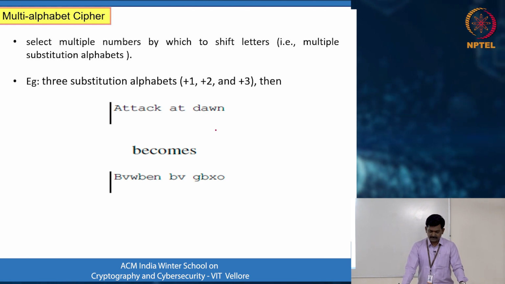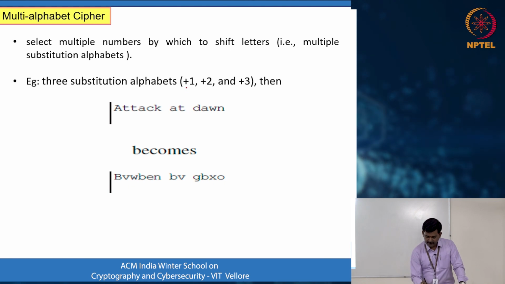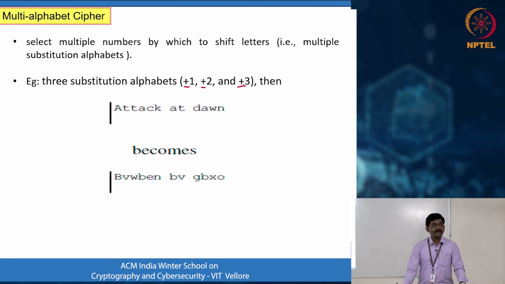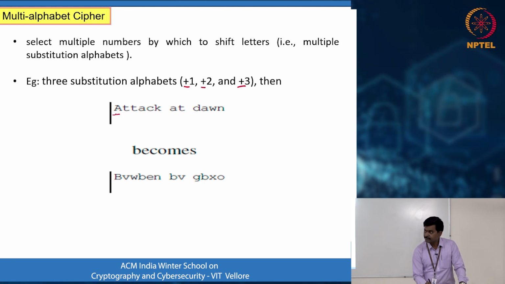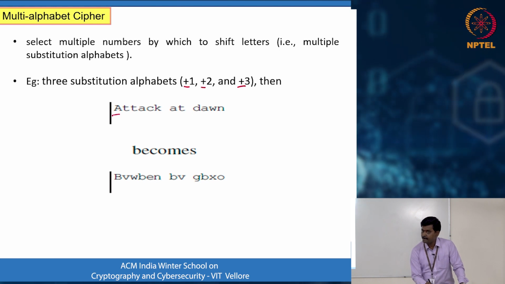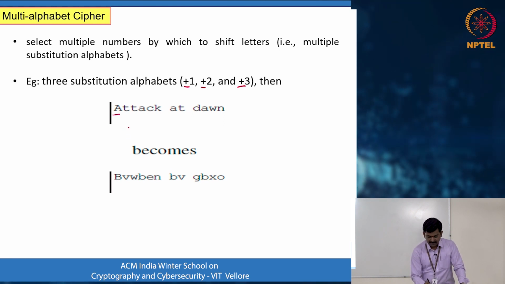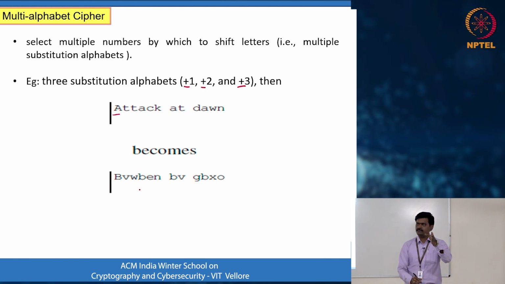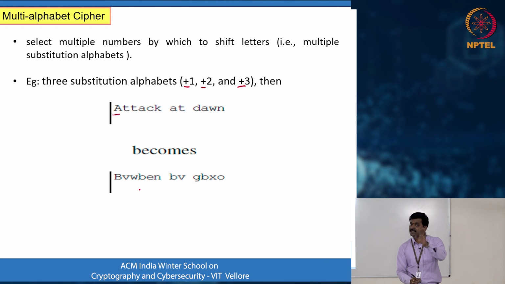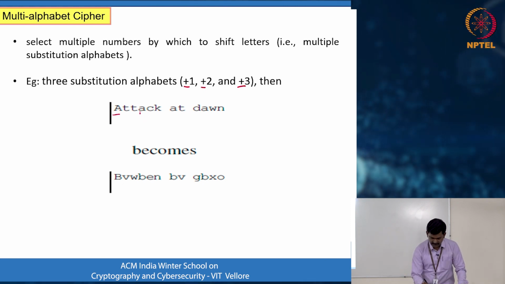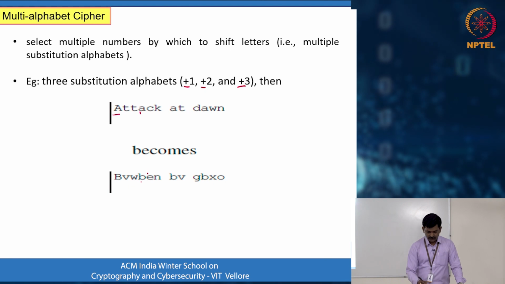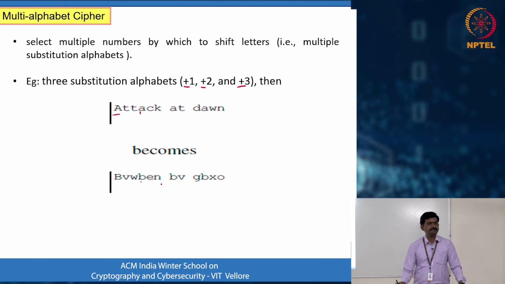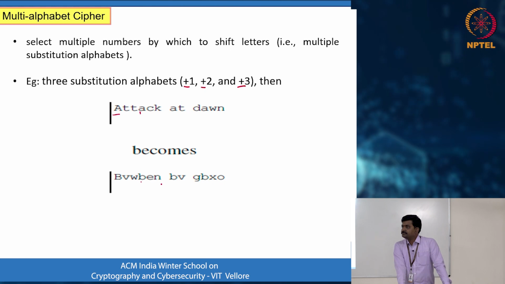What it says? Select multiple numbers. So, take an example. I am picking multiple numbers of shift. Shift by 1, shift by 2, shift by 3. That means I take my plain text. First alphabet is shifted by 1, second alphabet is shifted by 2, third alphabet is shifted by 3. Shift 1, shift 2, shift 3 is over. My cycle is complete. So, for the next alphabet, again shift by 1, shift by 2, shift by 3. Are you able to follow?